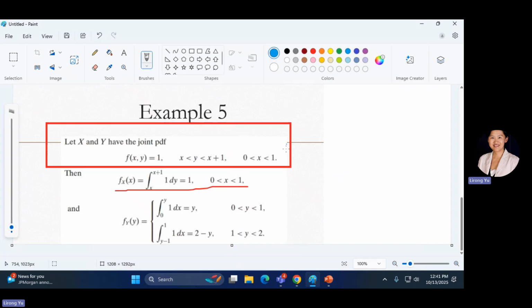Maybe we can go from the beginning. So let's see. This is the integration, the definition for the density function. X is between 0 and 1. Y is less than x plus 1. Y equal to x plus 1 is this, so y is below that. This is y equal to x.